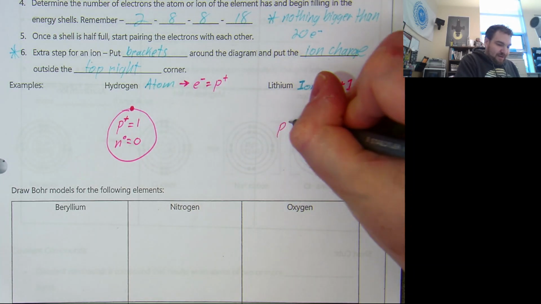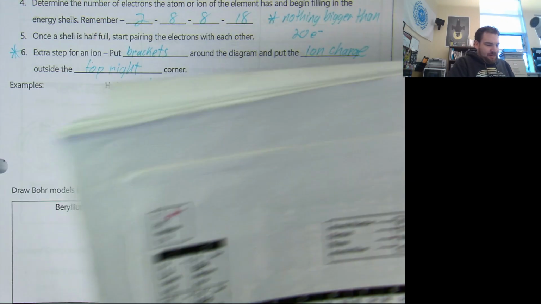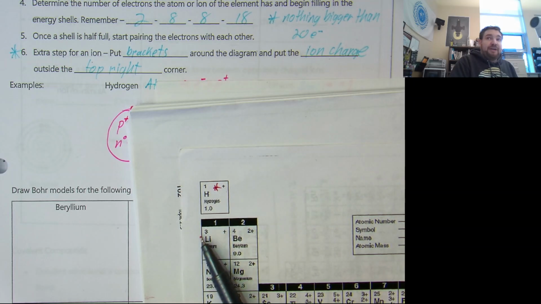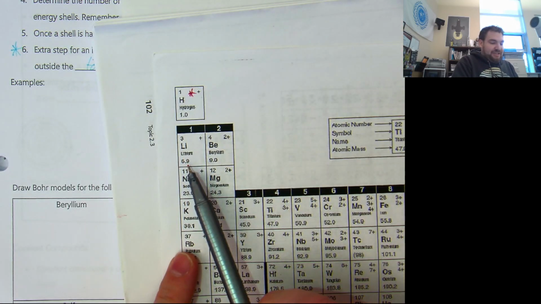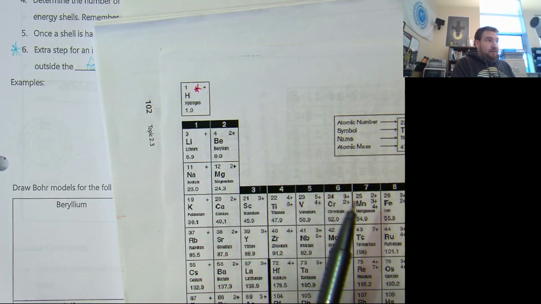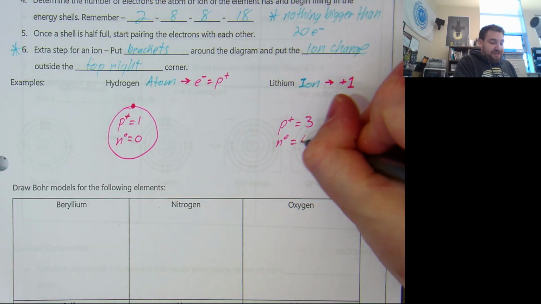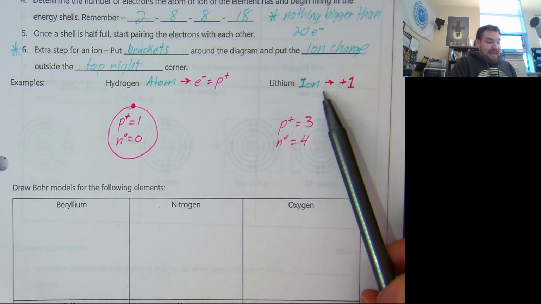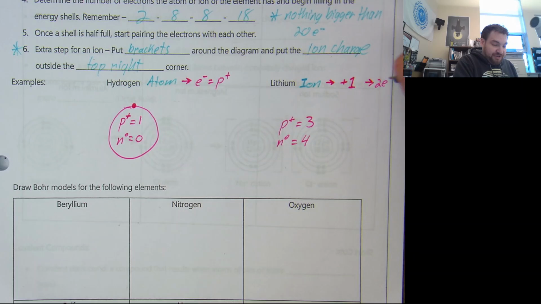So first thing we're going to include is the number of protons, the number of neutrons. Lithium has atomic number 3. That's the number of protons. It's got a mass of 7. If I round 6.9, it rounds to 7. 7 minus 3 is? 4. So that means there's 4 neutrons. And if a lithium ion has a charge of +1, that means this ion has 2 electrons.